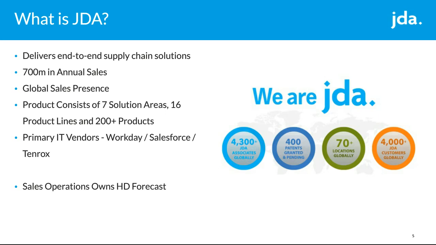We have a very robust consulting service, cloud, and then education. We have quite a robust product area as well, given that we're a supply chain, we're end-to-end. So we break our products across 7 solution areas and 16 different product lines. From an infrastructure perspective as an organization, we're really a Workday, Salesforce, 10-Rock shop.